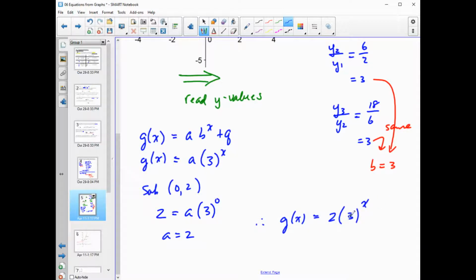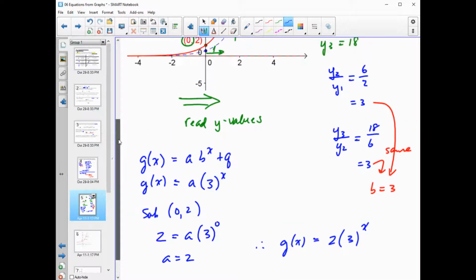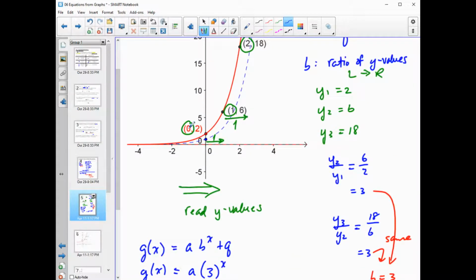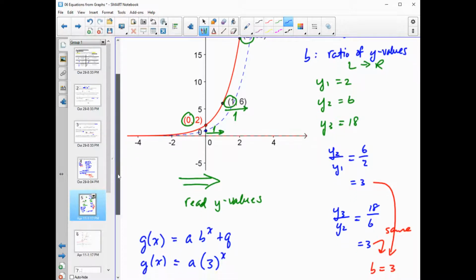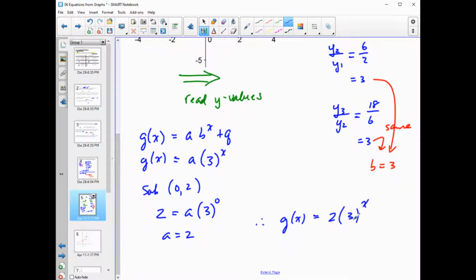If you wanted to confirm this, you could now substitute these x coordinates, 0, 1, and 2, and make sure that you got the corresponding y coordinates. For example, when I put in x equals 2, 3 to the 2 is 9, times 2 is 18, and that is the y coordinate that goes along with it.